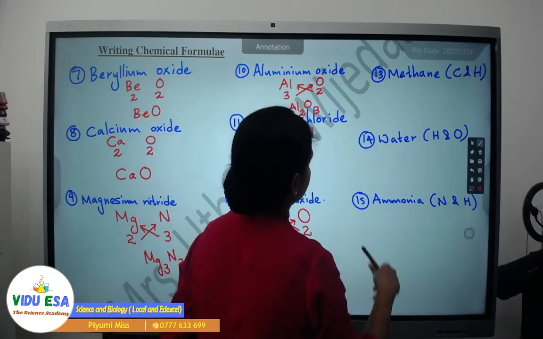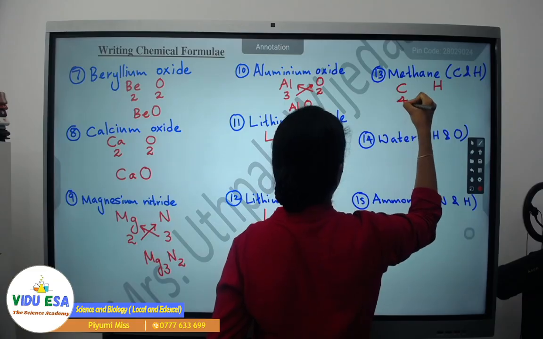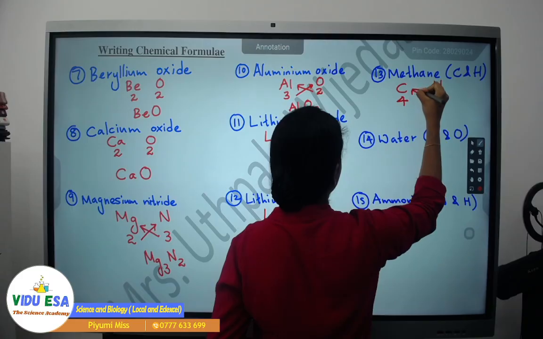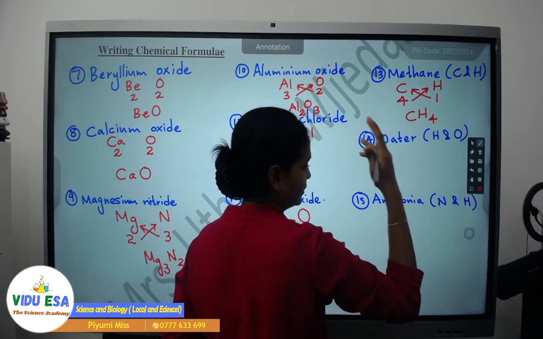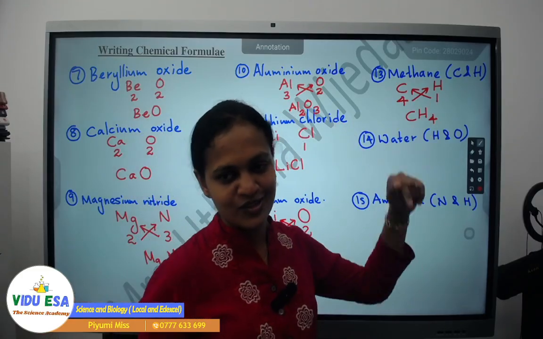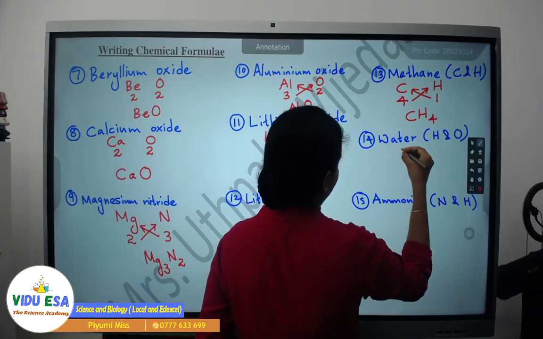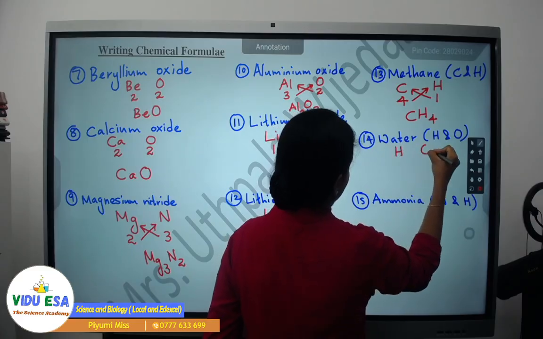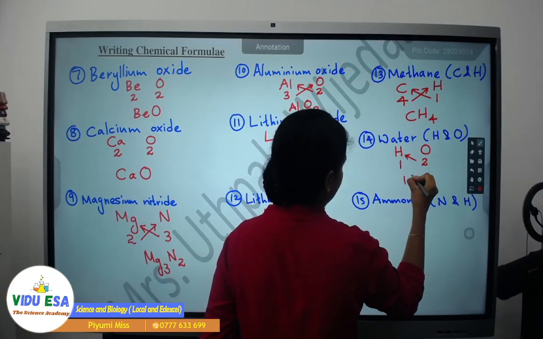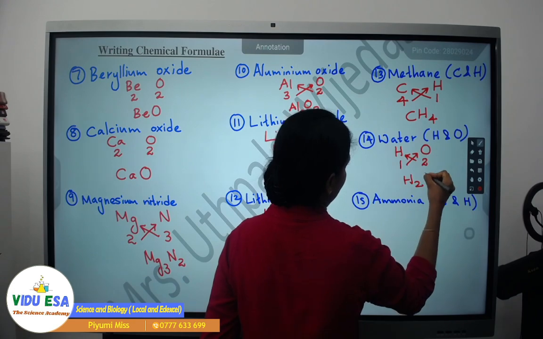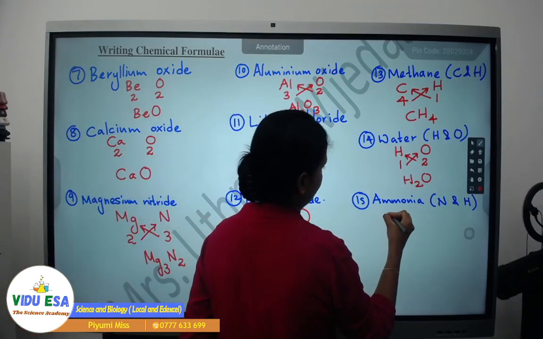Methane, carbon and hydrogen. Carbon the valency is 4, hydrogen the valency is 1. Therefore, it becomes CH4. You know that already, but this is how it is formed. CH4. Right? Water, you also know. Hydrogen and oxygen. Hydrogen the valency is 1, oxygen the valency is 2. So exchange. H2O, right?